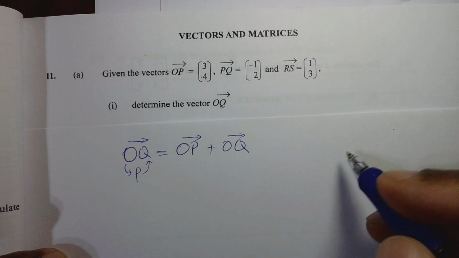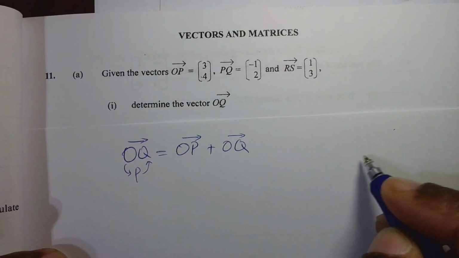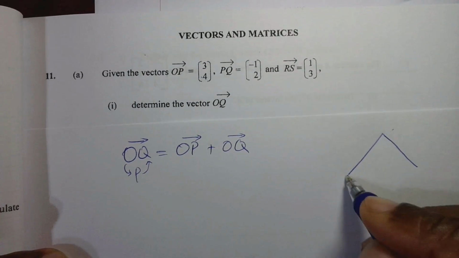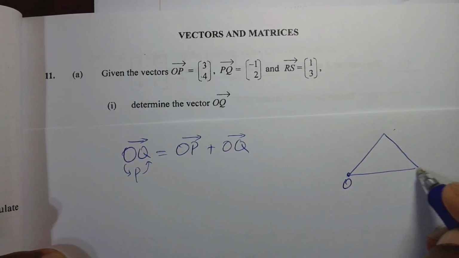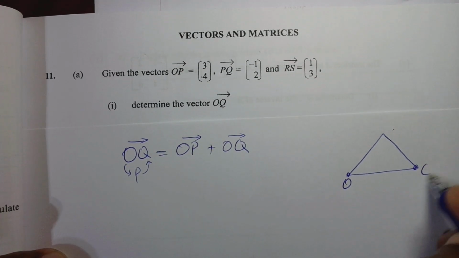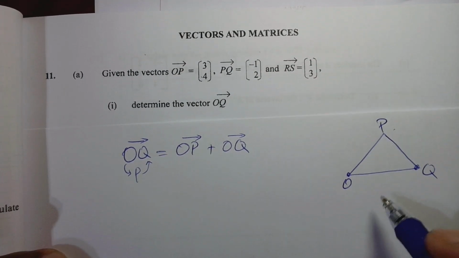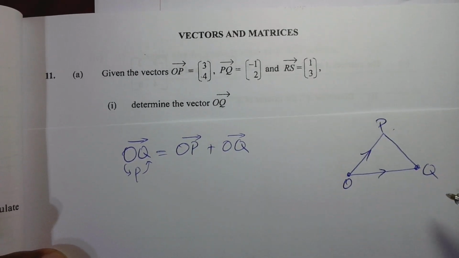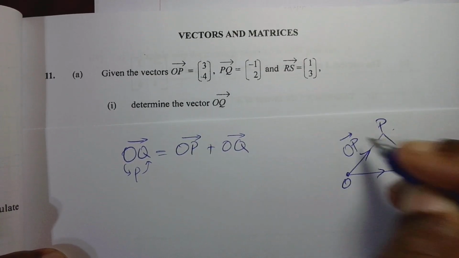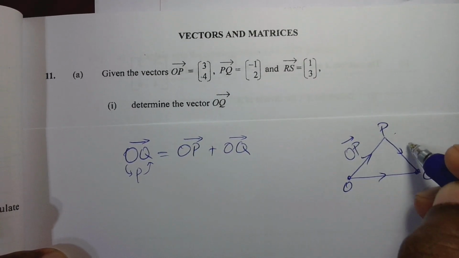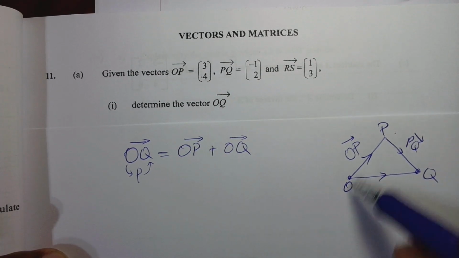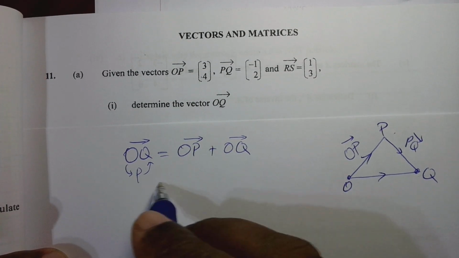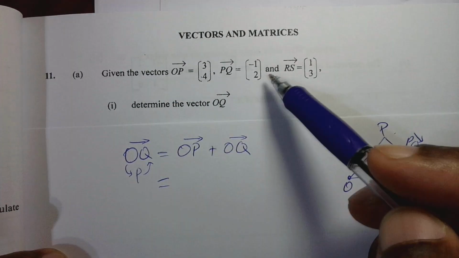So the concept is this: if I want to get from O to Q, let's say we have this triangle. So let's say this is O and this is Q. Here we have P. So instead of going from O to Q, we can go from O to P first. So this will be vector OP, and then from P to Q. So OP plus PQ is the same thing as going straight from O to Q. But we don't have the components for OQ, so we're going to try to derive that.